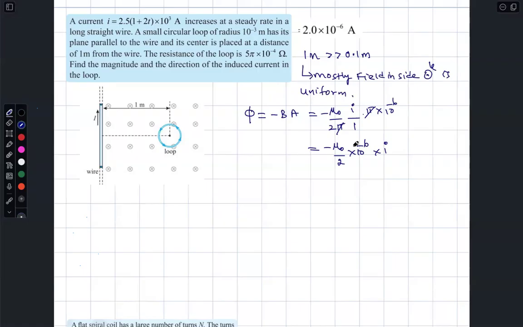Sir, decreasing flux, right sir? No, that is not the reason. There is inward flux there. On the right hand side of the current carrying conductor, so inward flux. I have not come to the EMF yet. Minus d phi by dt. This is plus mu naught by 2 into 10 power minus 6 into di by dt.